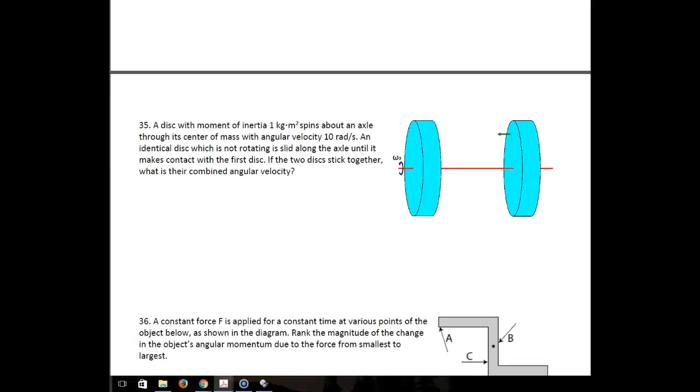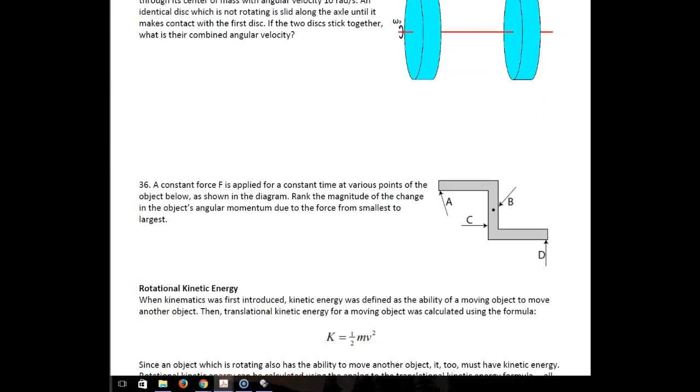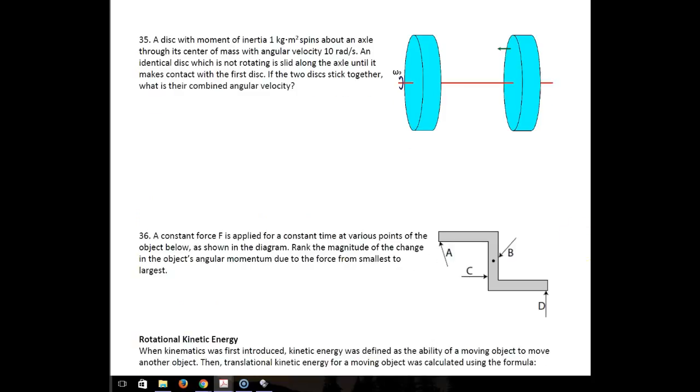For the next problem, I have a disk with a moment of inertia of 1 kilogram times a meter squared. It spins about an axle through the center here, and has an angular velocity of 10. An identical disk, which is not rotating, is slid along the axle until it makes contact. When it does that, the whole thing slows down. The question is, what is their combined angular velocity? So we want to know how fast they're moving.